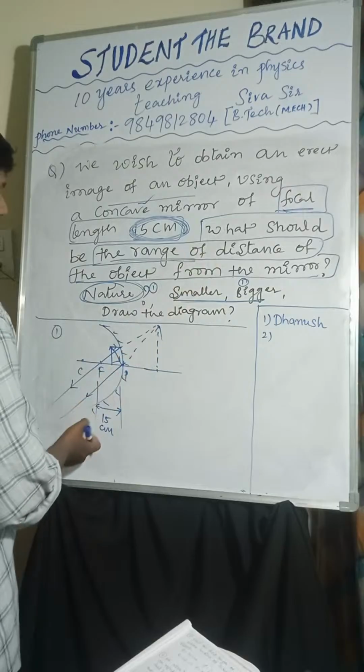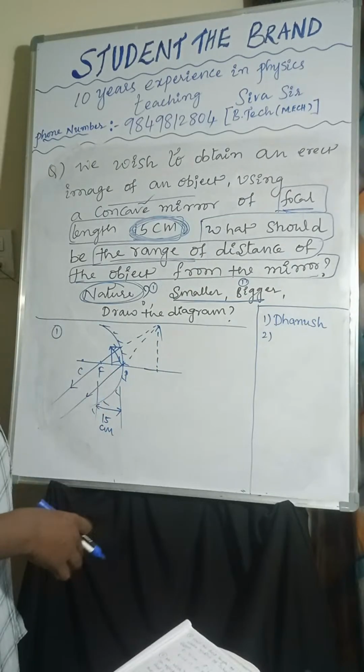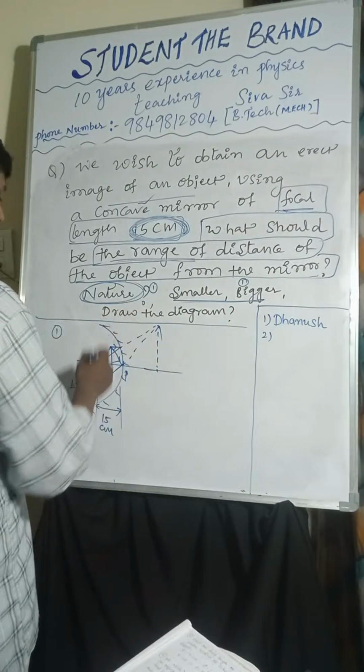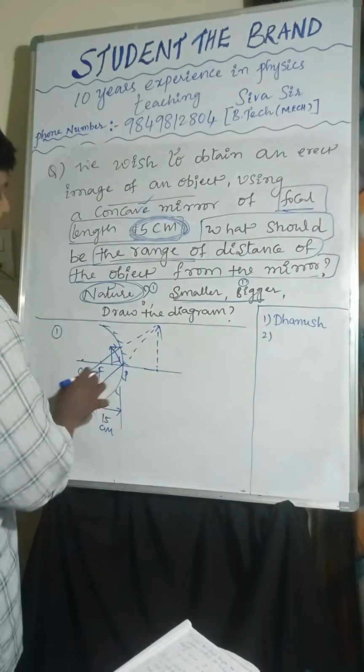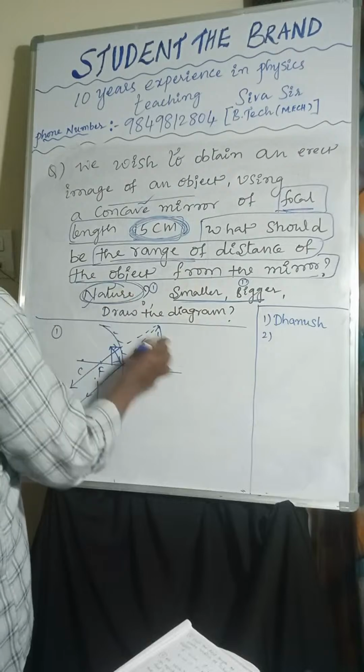Anyway, the focal length is already mentioned. Focal length is nothing but the distance between focus and pole. By that we can conclude that the object is placed between F and P, that is, less than 15. And the second one, the nature is virtual and erect.